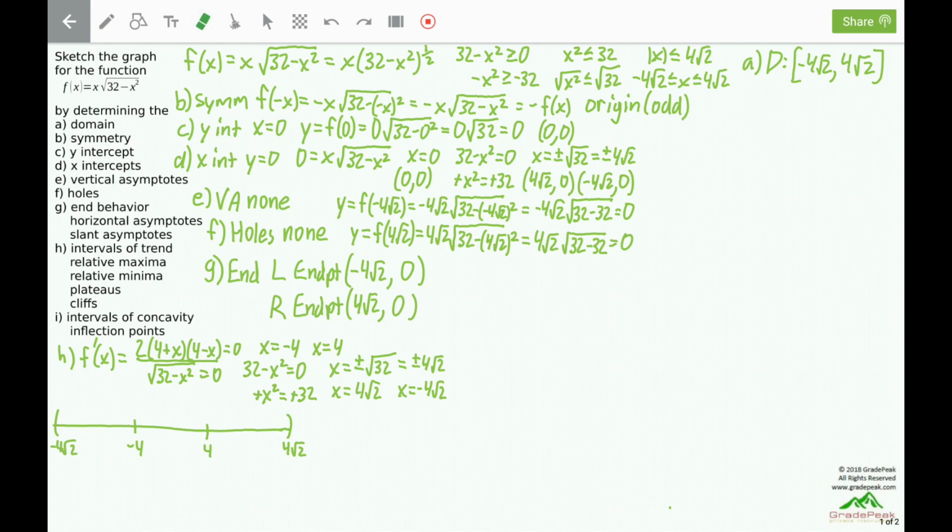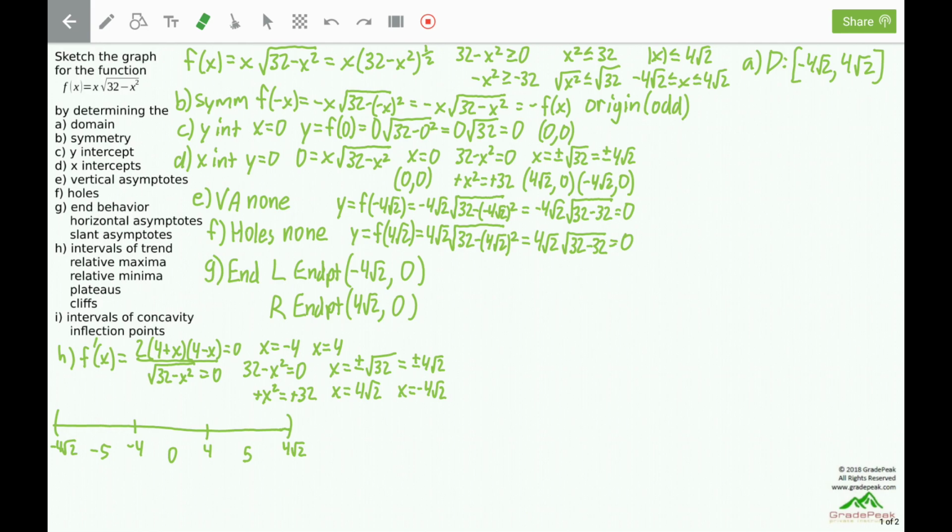We can pick a test value in each of the intervals. 4 times the square root of 2 is about 5.6. So the first interval, negative 4 square root of 2 to negative 4, negative 5.6 to negative 4, negative 5 is in there. The next interval, negative 4 to positive 4, 0 is in there. Next interval, 4 to positive 4 square root of 2, or positive 5.6. 4 to 5.65 will be in there.